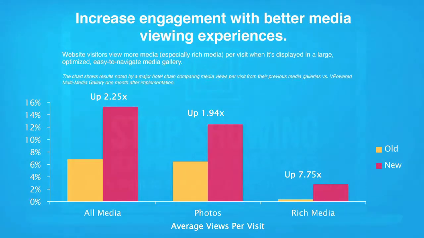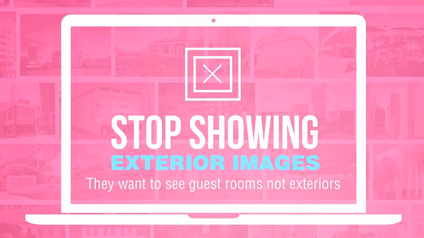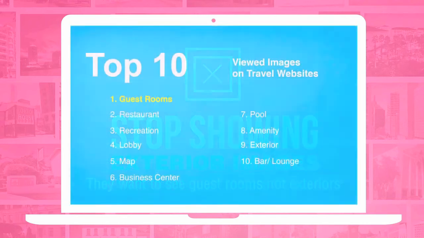Insight number 3, stop showing the exterior of your hotel as your hero shot. Consumers don't care. They want to see guest rooms, not exteriors. They want to see content that encompasses the experience of your hotel, like dining and area attractions.